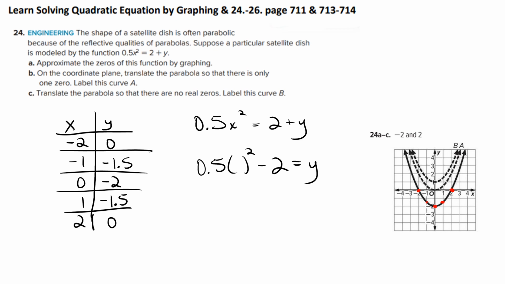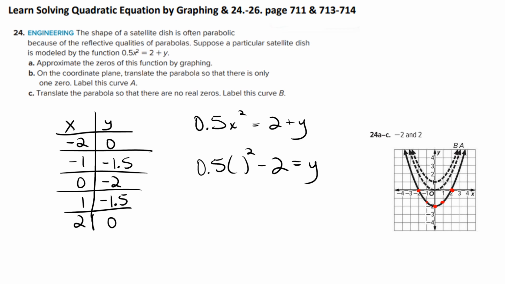So therefore the approximate zeros of the function by graphing will be minus 2 and plus 2. X equal to minus 2 and x equal to plus 2. So on the coordinate plane, we can translate the parabola so that there is only one zero and you can label the curve as A. So here, if you see carefully, first we made the two zeros minus 2 and 2, and then we move this parabola up till it reaches this point and then translate it upwards so that there is only one zero. So this is curve A, which is in the middle.